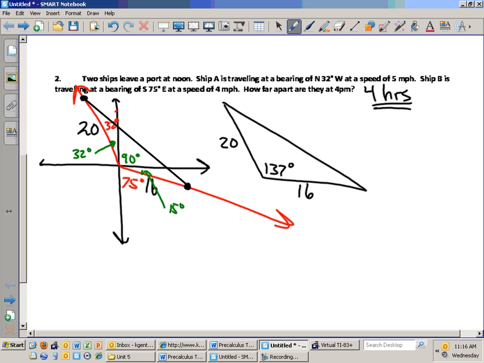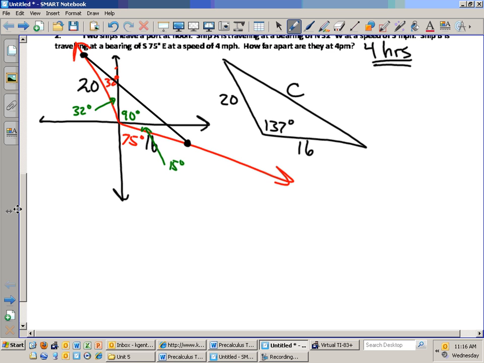And I want to find this opposite side. We'll call it C. What do you use to find that? Law of cosines. Okay, well, this angle right here plus 90 plus this angle right here. So 32 plus 90 plus 15 will give me my 137. Law of cosines. Why did you choose the law of cosines?